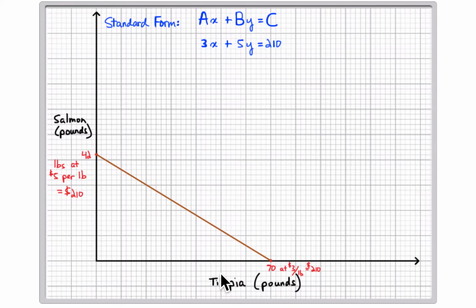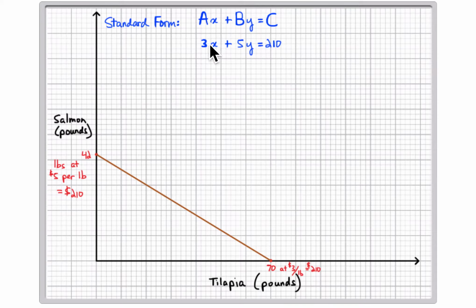And let's look at a graph of that first to see what's going on. So if you buy all salmon, then that's 0 tilapia and 42 pounds of salmon. So that's the y-intercept up here. We're going to use that to write an equation in a little while. And if you buy all tilapia, that's 0 pounds of salmon. So y is 0. This is the x-intercept. So 0 pounds of salmon, 70 pounds of tilapia. So you connect those two points, and any point on this line means it's a combination of tilapia and salmon to equal $210. That's what this line tells you.